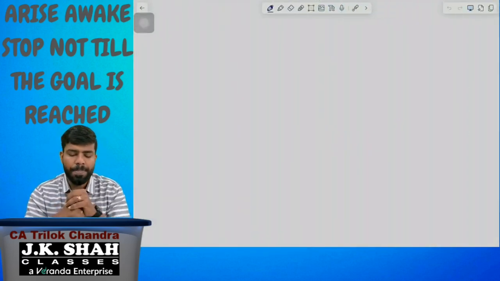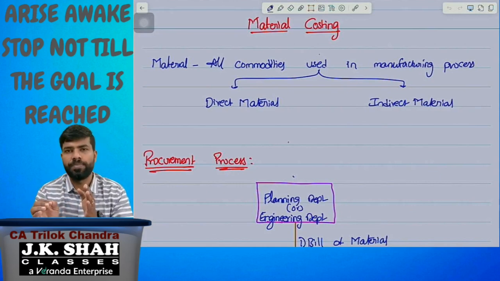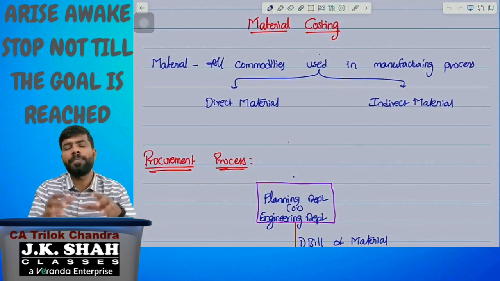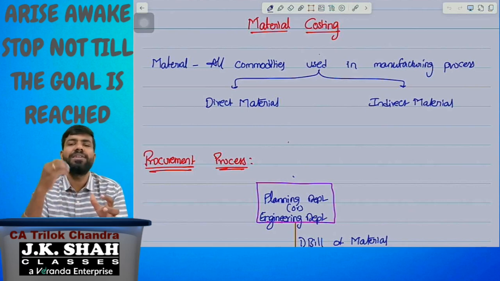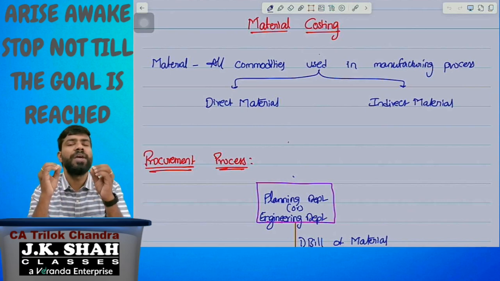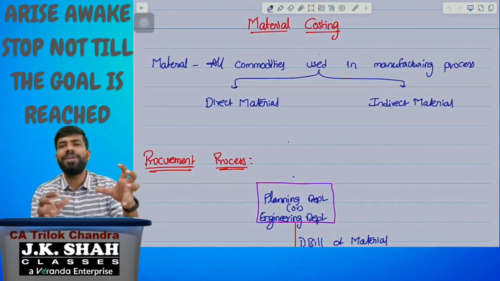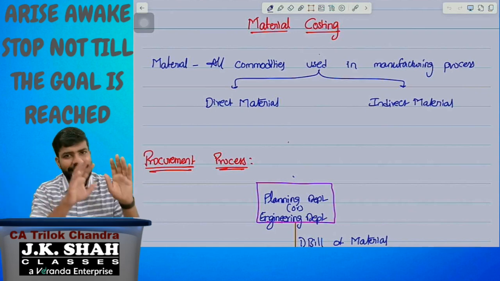First of all, what does material mean? All commodities which are used for the production of the product, we are going to consider as material. Any commodity used for the production purpose, we are going to call it material. There are two types of materials: direct material and indirect material, which we already discussed.